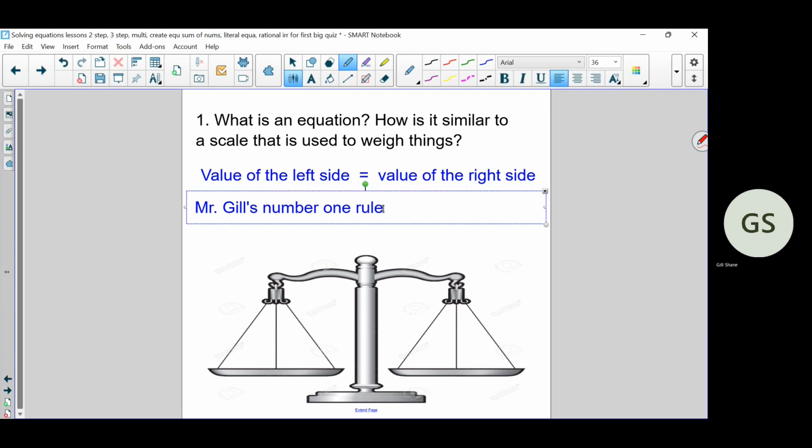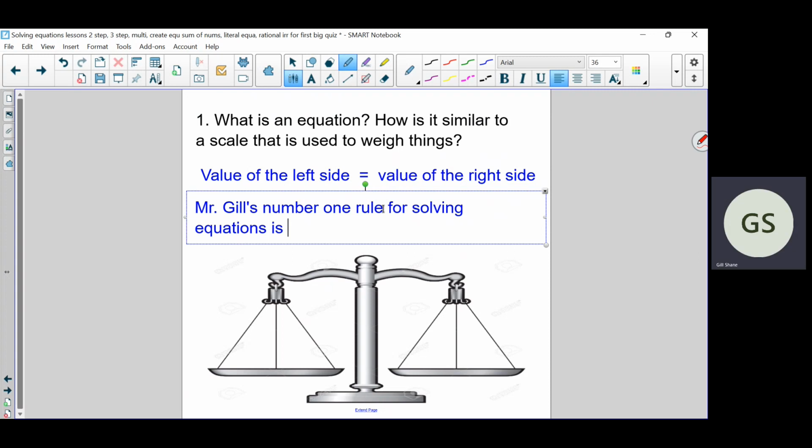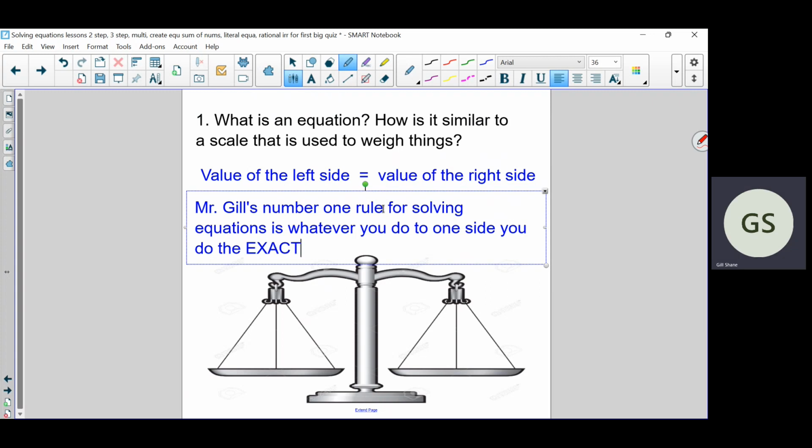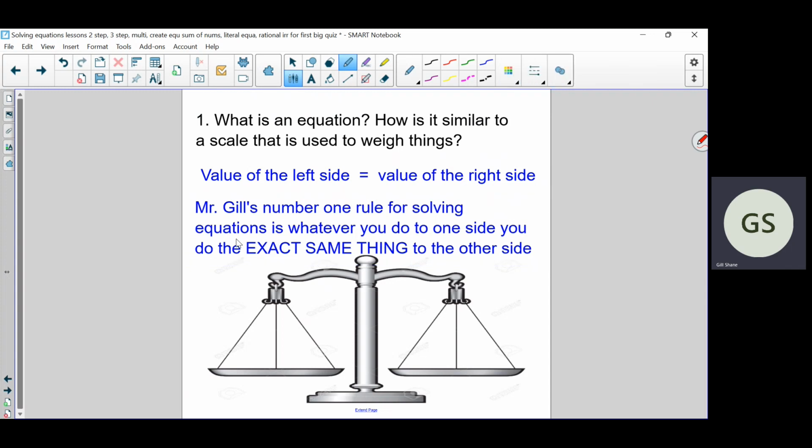There we go. I'm going to write for solving. It could be when solving is, we'll just do this. Whatever you do to one side, you do the exact same thing to the other side. Okay. So I'll leave that up so you can copy that, and I'll explain what that means once you get it all.